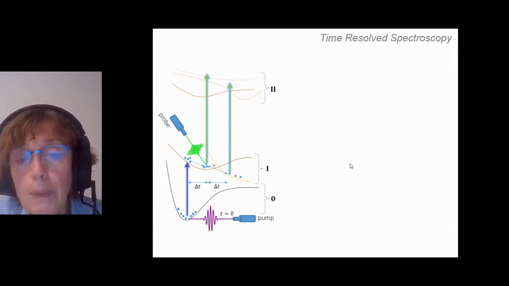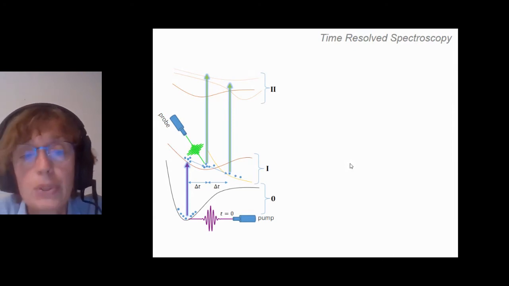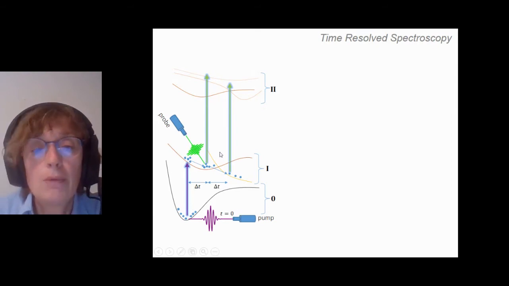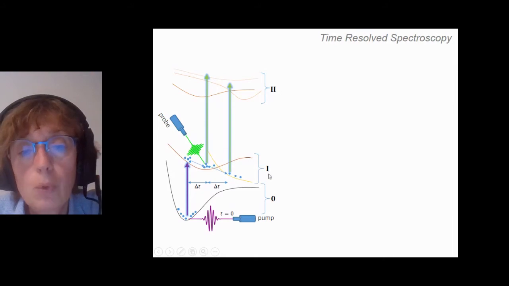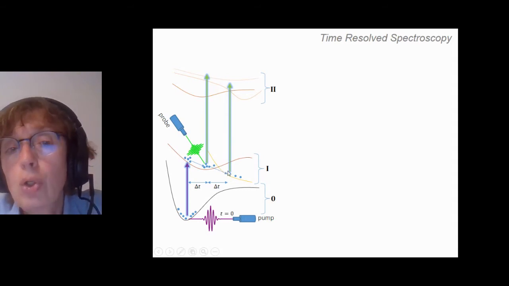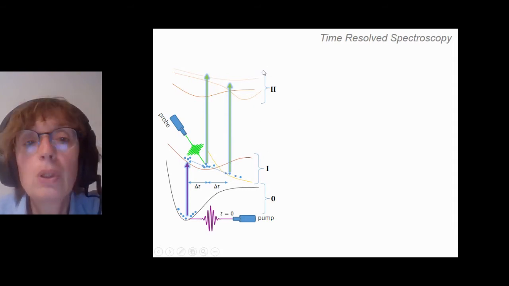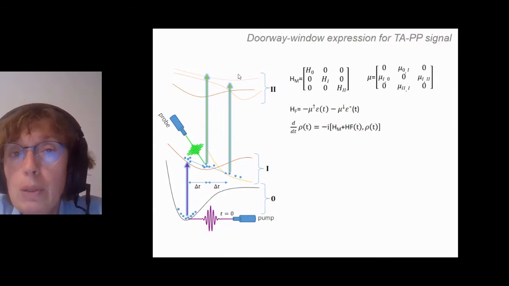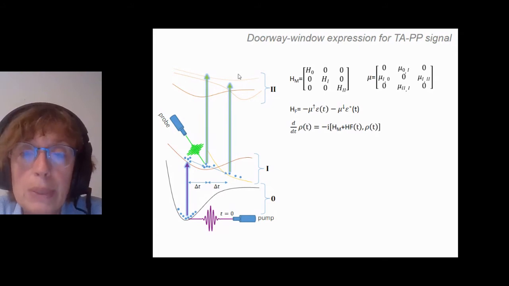To compute the signal, it is useful to divide the electronic states into three manifolds. The first one, manifold zero, contains only the ground electronic state. Manifold one contains all the electronic states where the dynamics is actually going on. And then there is a second manifold, manifold two, where the dynamics is probed. The way to compute the spectrum is to start from the doorway-window expression for the transient absorption pump-probe signal.